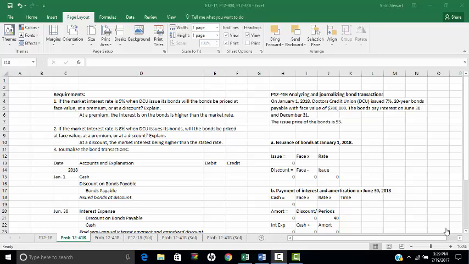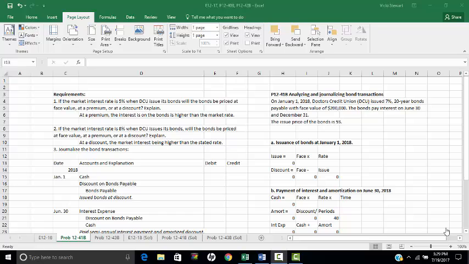rate. The second one states: if the market interest rate is 8% when Doctors Credit Union issues its bonds, will the bonds be priced at face value, at a premium, or at a discount? In this case, the bonds would be priced at a discount because the market interest rate is higher than the stated rate.